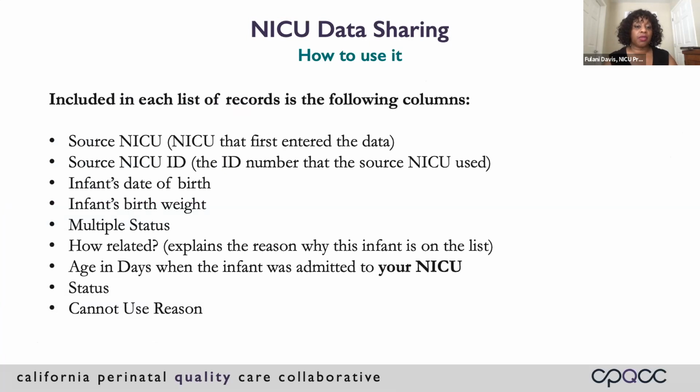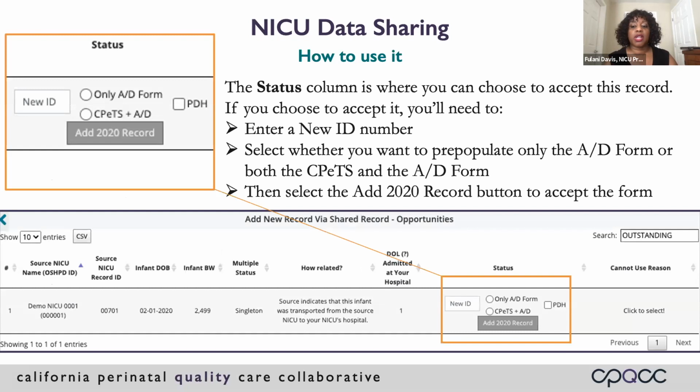Included in each list of records is the following columns: the source NICU, and this is the NICU that first entered the data, the source NICU ID, infant's date of birth, infant's birth weight, multiple status, how related, which explains why this infant showed up on your list, age and days when the infant was admitted to your NICU, status, and cannot use reason. So I just wanted to briefly talk about the status column.